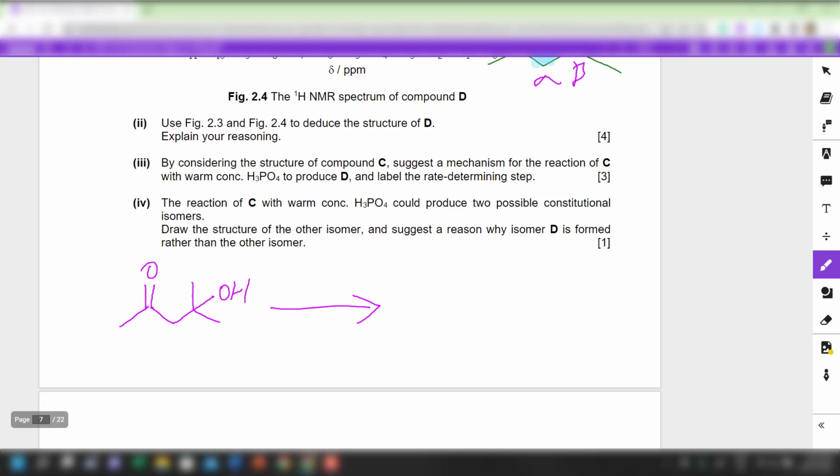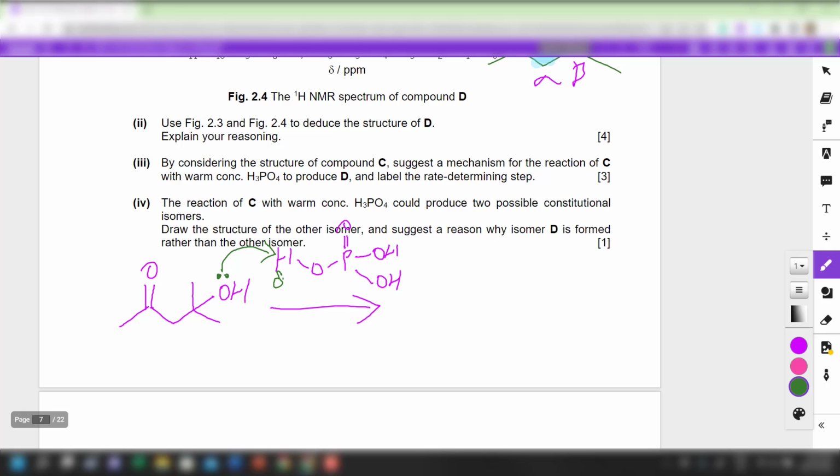Remember that in an acidic medium, OH cannot leave as OH minus because it's a very, very poor leaving group, and that usually involves a very, very high activation barrier. So with that, I'm going to just draw out phosphoric acid. Many a time students ask, is it necessary to draw out phosphoric acid, or can we just put it as H+? My suggestion is, since the question gave you phosphoric acid, then you just draw it out. So this results in the protonation of the OH group.